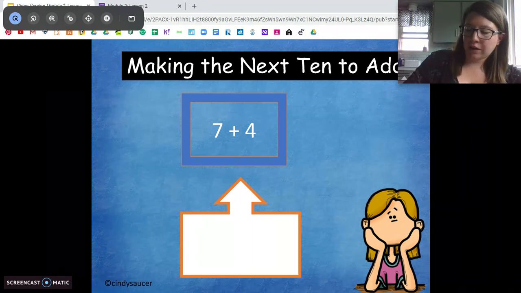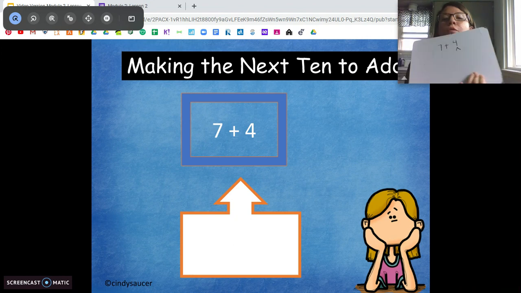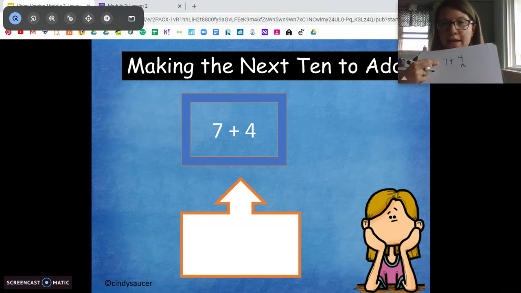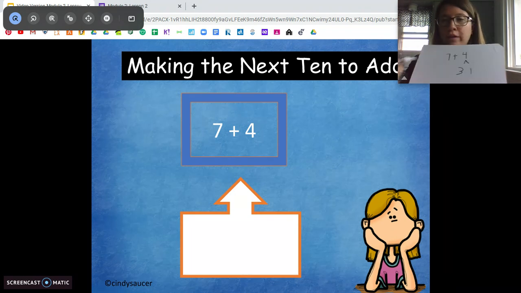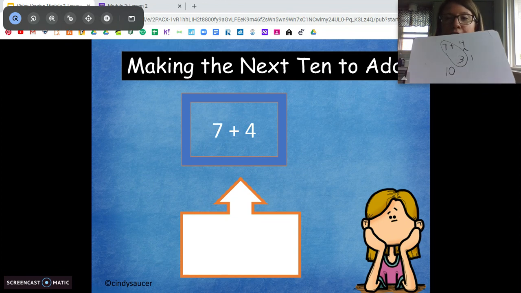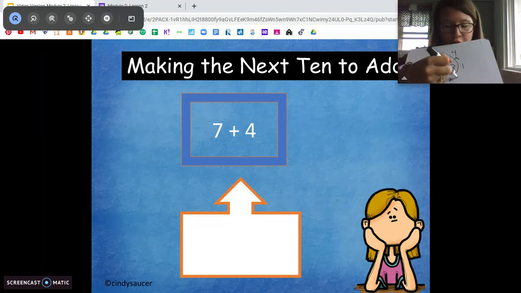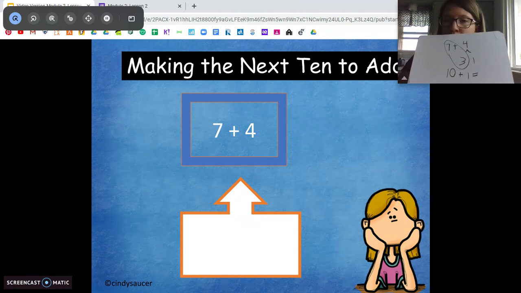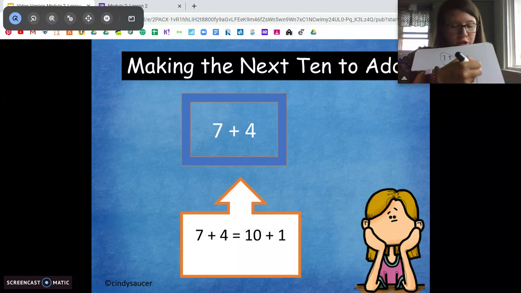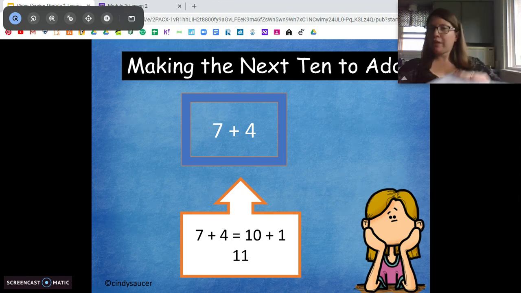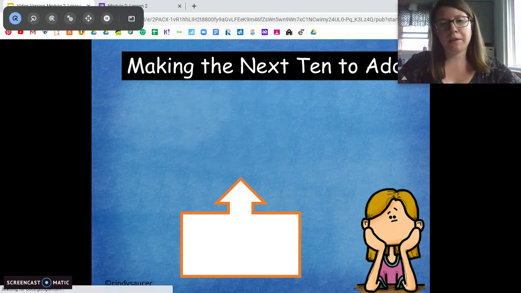All right, let's do it together. Here we go. 7 plus 4. How many does 7 need to get to 10? 3. Very good. So that's going to be the first part of the number bond. And then what's our other part? 1. Awesome. 7 plus 3 is 10. We got that. Plus our 1 extra equals 7 plus 4. So 7 plus 4 equals 10 plus 1, which equals 11. They both equal 11. That's why we can put the equal sign in between.